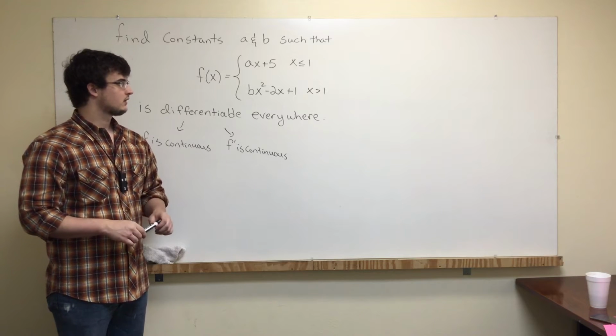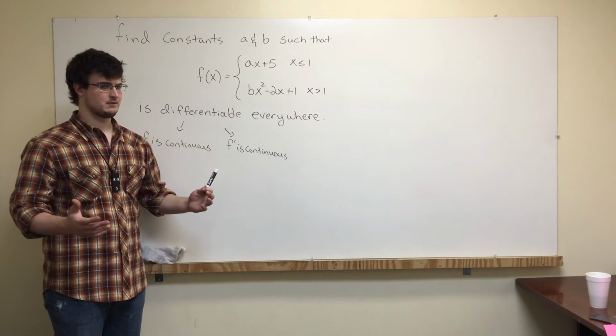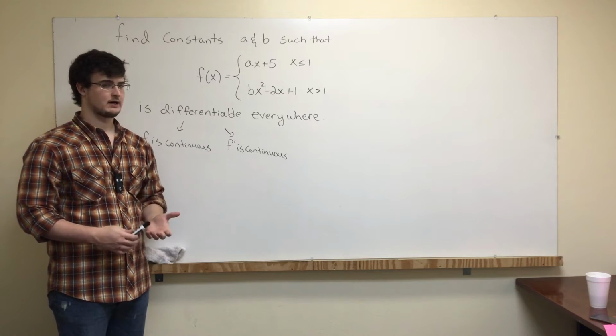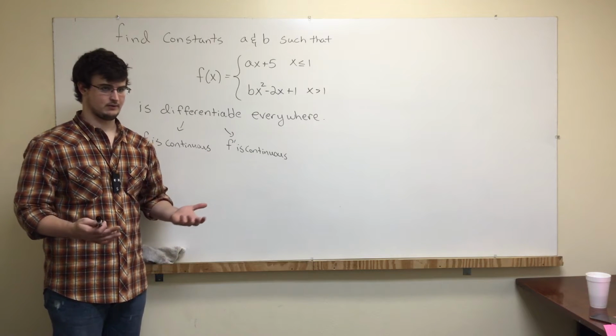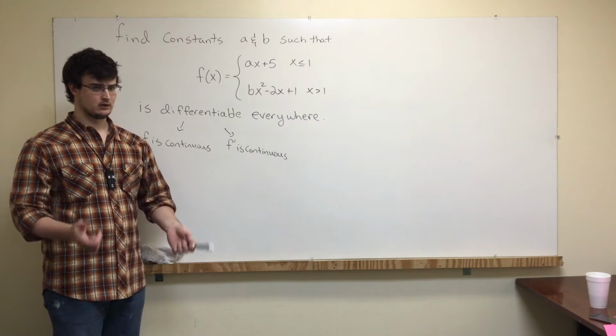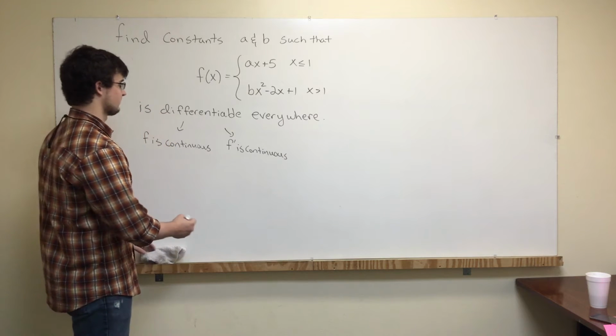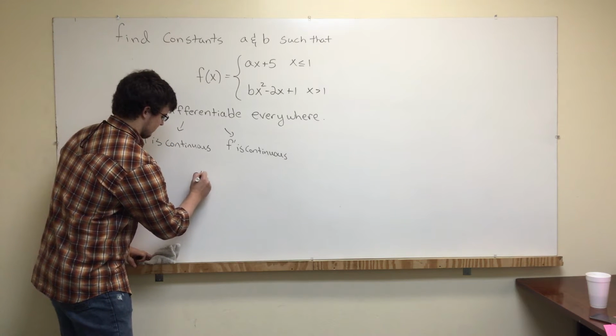Now, the first thing to note is that anywhere but x equals 1, where these split, it should be fine. One's a line, one's a parabola, they're both differentiable everywhere. But where they meet, I need these two things to be true. So, the first step for this problem is to find the derivative. So, let's do that.